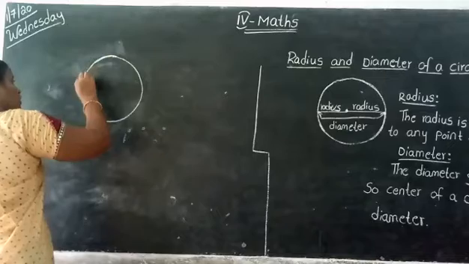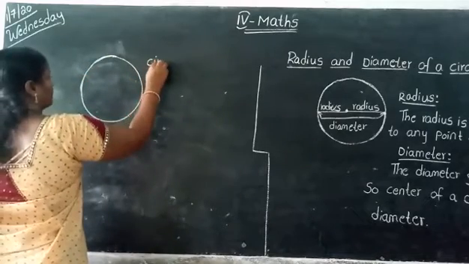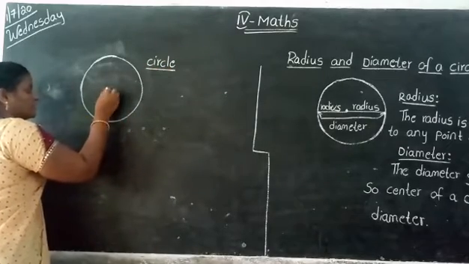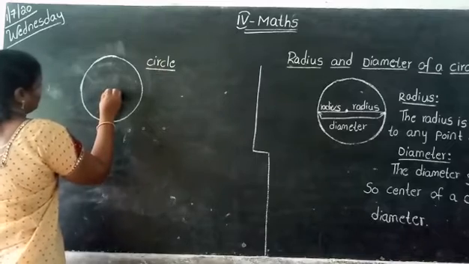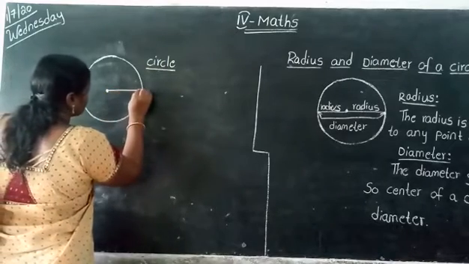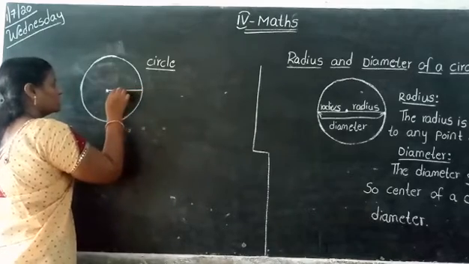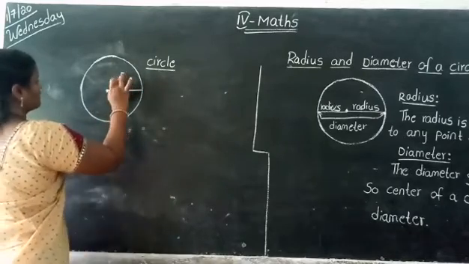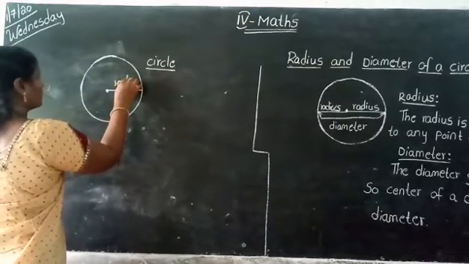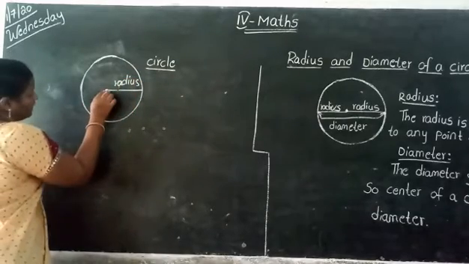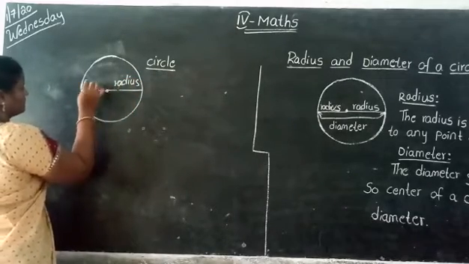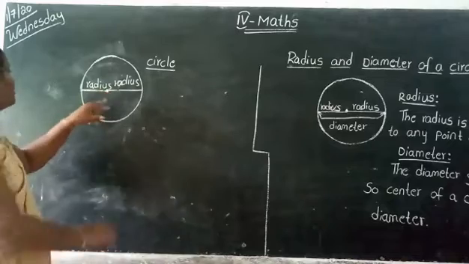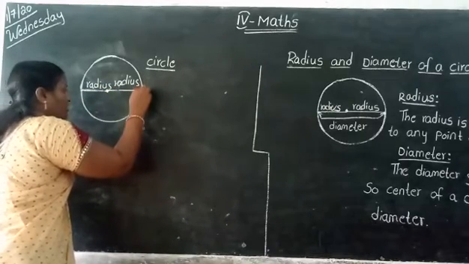This is one more closed figure. What is this? Circle. And the midpoint of the circle is here. This is the midpoint of the circle. And the distance from the midpoint to the boundary of the circle is called radius. What is that? Radius. And this is also radius. What is this? The midpoint of the circle and this is the boundary of the circle.